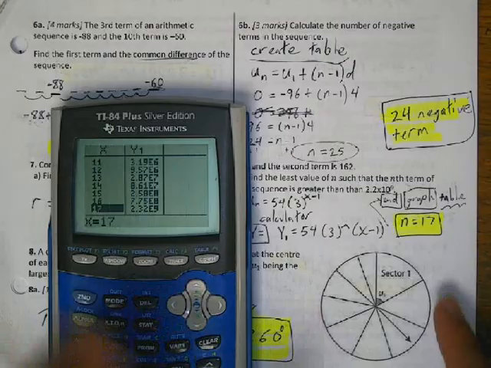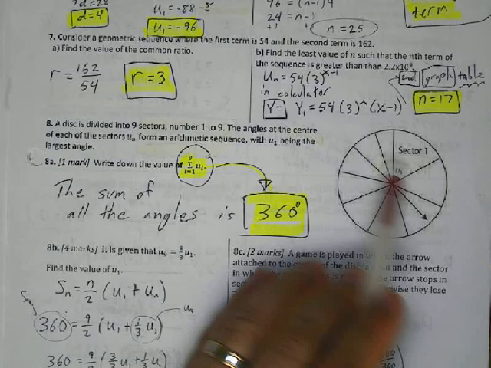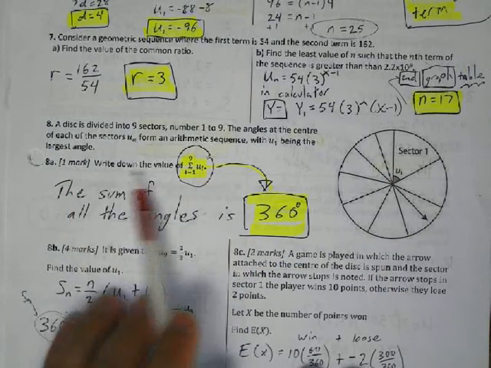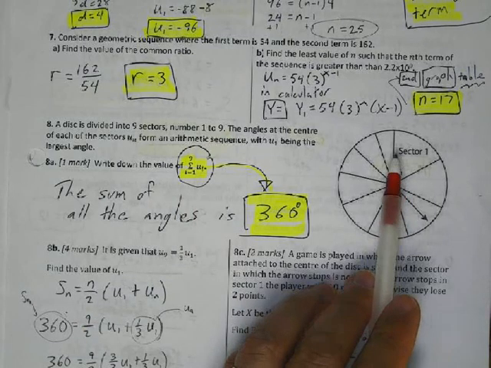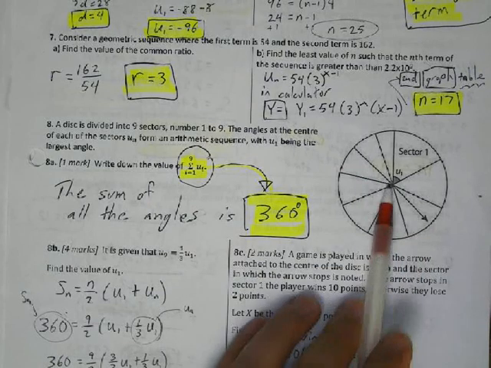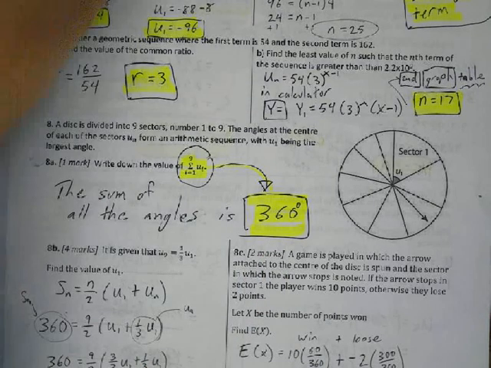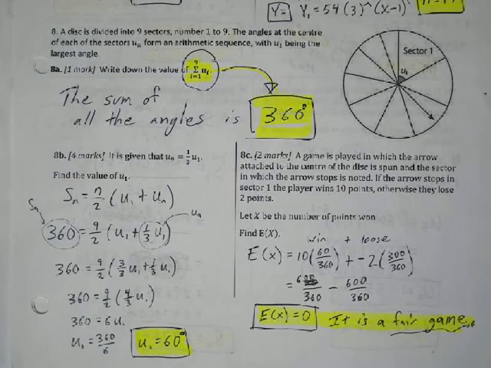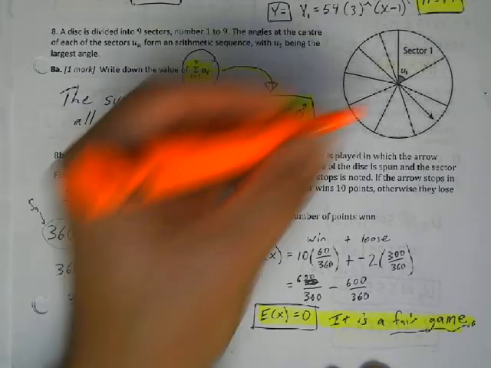Okay, next one. We've got a spinner. Spinning it. Okay, so write down the sum of all 9 sectors. So we got sector 1, 2, 3, 4, 5, 6, 7, 8, 9. I guess it's going this way. And so the sum of all these angles is 360. Okay. Now you're told that the 9th sector, that's this one here, right?